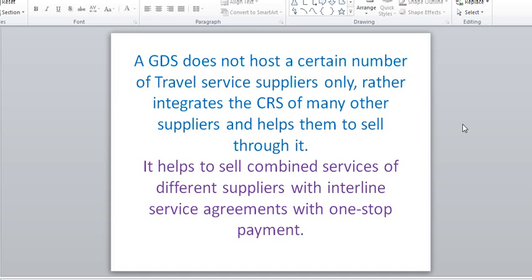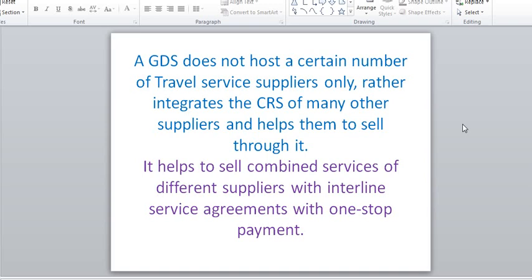That means, let me give the example of Amadeus. Amadeus is hosting a few airlines on it, and those airlines have adopted Amadeus as their GDS or as a CRS. But Amadeus also sells all those airlines which are not hosted on Amadeus. That means the airlines which are not hosted on Amadeus, they have a different CRS. They are also integrated through some interface with Amadeus so that they can be sellable through Amadeus. And it helps combine services of different suppliers with interline service agreements with one-stop payment. Means many suppliers can come together and they can sell their services combinedly with one-stop payment.